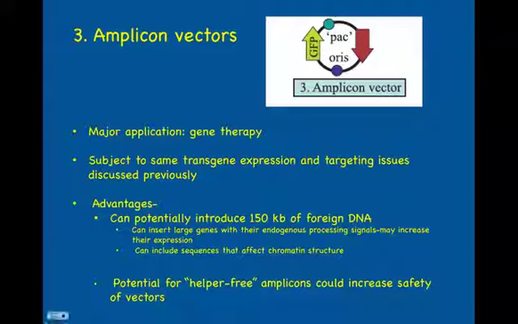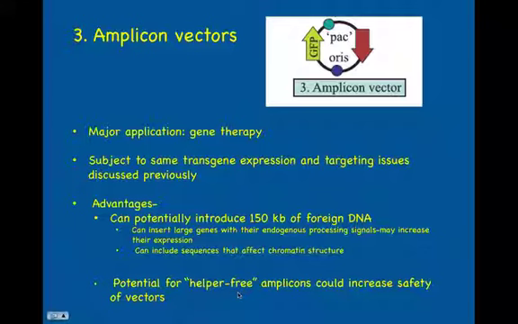And along that line, you can include sequences that affect chromatin structure. So chromatin is the way that DNA is organized. Chromatin is DNA plus the proteins associated with it. And depending on how they're structured, it can limit access of polymerases to genes. And there's also potential for helper-free amplicons that could increase safety of vectors.